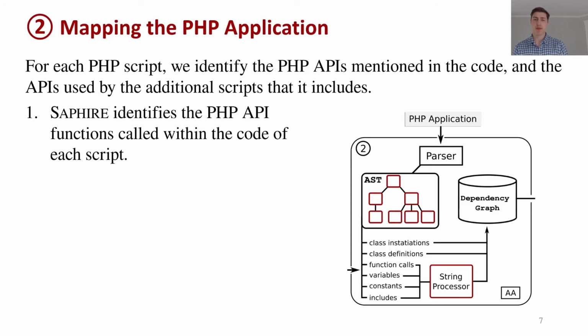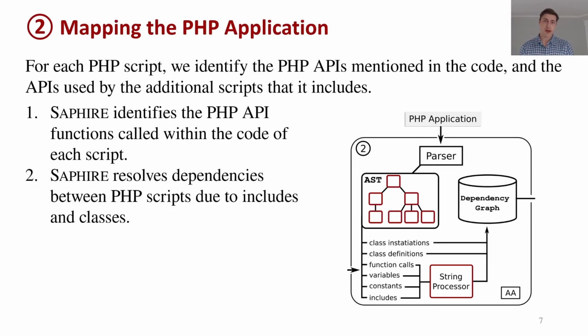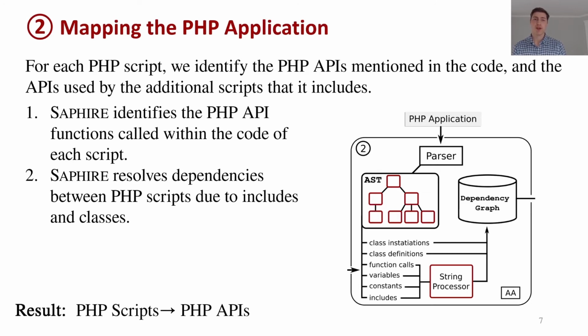However, because PHP supports including additional scripts within the code, a script might end up calling into APIs that are not mentioned anywhere in its own source code. Since these APIs run within the same interpreter context as the main script, they must also be considered when building a syscall filter. So to do that, we built our second component, which identifies dependencies between PHP scripts. Since PHP code is highly dynamic, our analysis relies on a lightweight form of constant folding to resolve include paths. By traversing the resulting dependency graph and associating each script with the PHP APIs called directly within its code, we produce our stage 2 result, which is a mapping of PHP scripts to the PHP APIs called within their code, or by their dependencies.